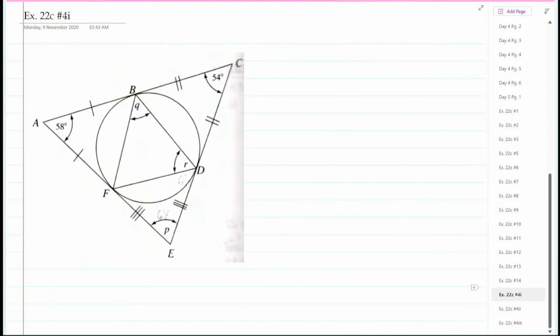Before panic sets in, let's analyze the diagram first. You all see a triangle in a circle in a triangle? So we have a shape and a shape and a shape.